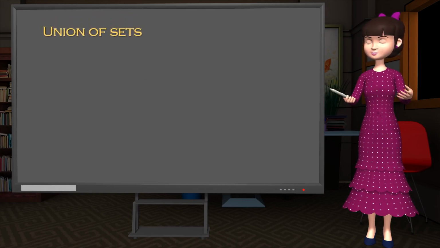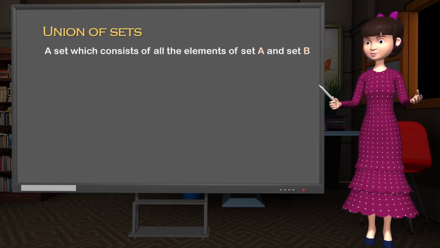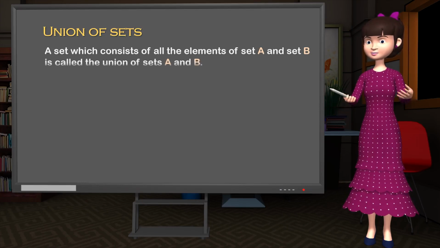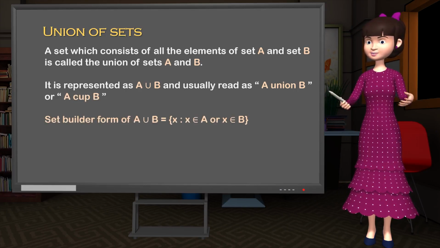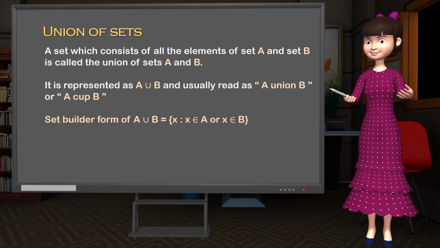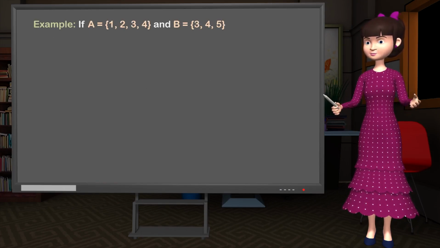Union of sets. A set which consists of all the elements of set A and set B is called the union of sets A and B. It is represented as A ∪ B and usually read as A union B or A cup B. Set builder form of A ∪ B is {x : x belongs to A or x belongs to B}. Now let us understand this with an example.